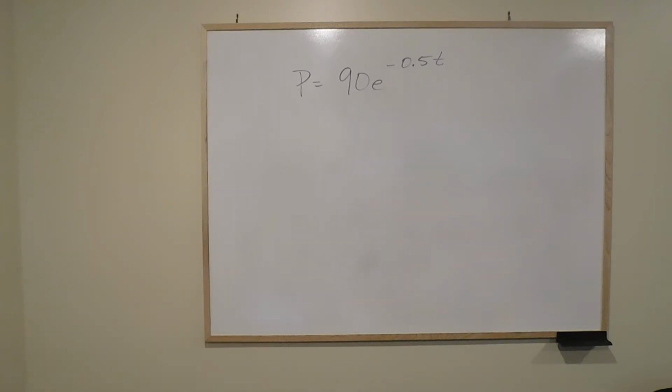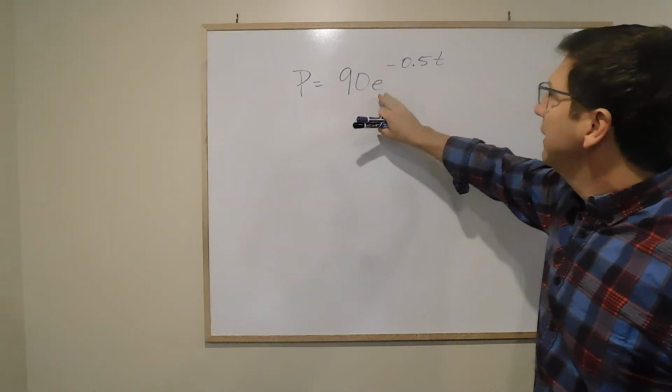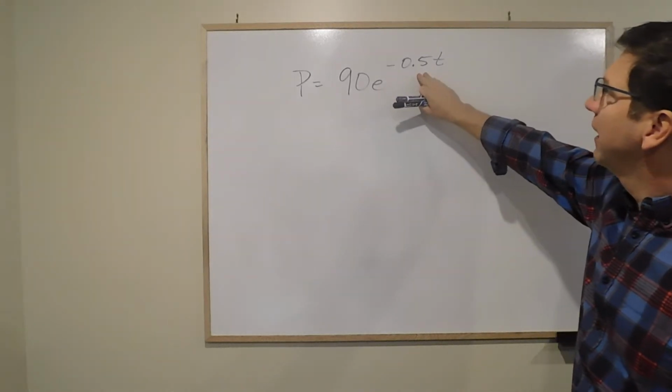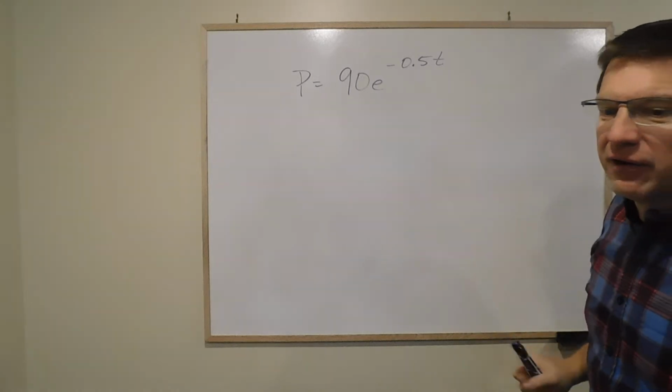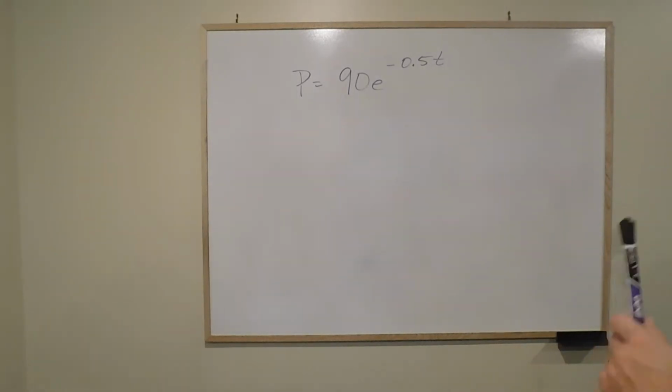Okay, let's look at this here. We've got P equals 90 e to the negative 0.5 t. If we look at the last slide, that 90, right? We talked about that being the initial value.